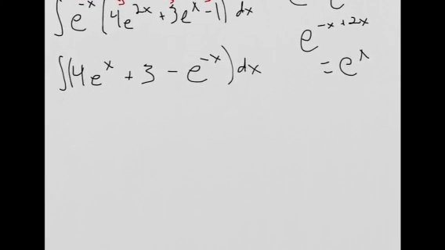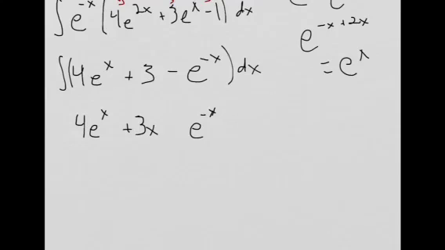So now I just integrate the individual pieces, and it's not really that bad. The derivative of e to the x is e to the x, so when I integrate e to the x, I also get e to the x. So my first part is just 4e to the x. Then it's the integral of 3, well, it's 3 times x. And then the integral of e to the negative x is e to the negative x.